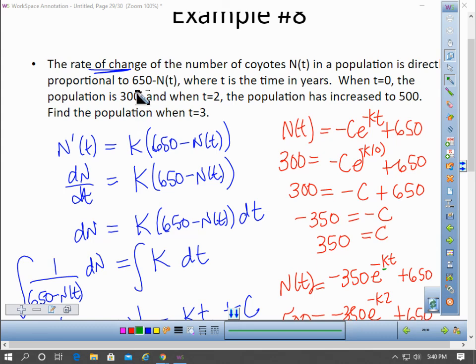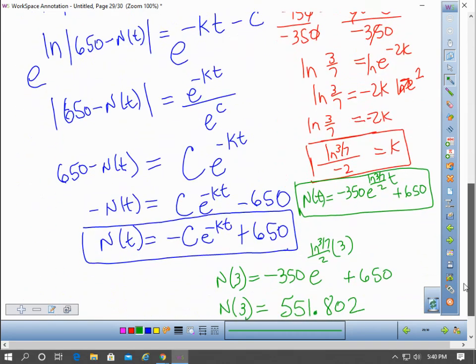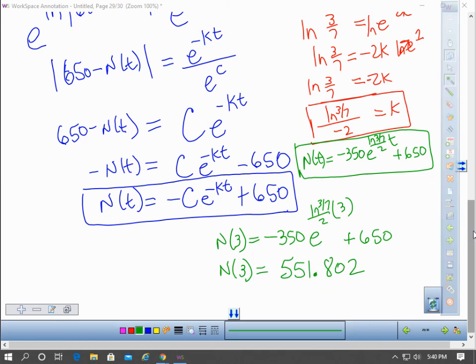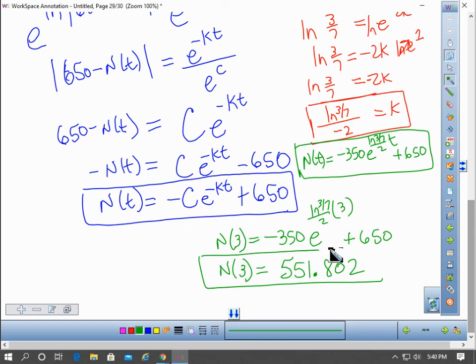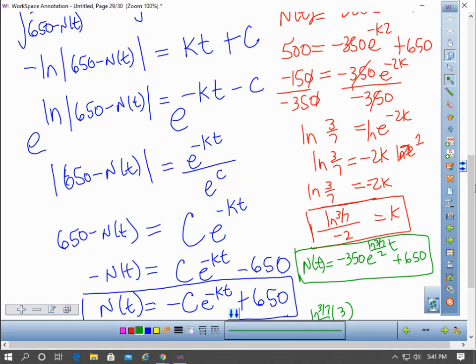All right, so let's check this out and see here. At 0, we had 300. At 2, we had 500. So now at 3, we have 551. So it's still growing, but it's slowing down. All right, so there's my answer, 551.802. So that one was a lot more difficult than one that we have done before.